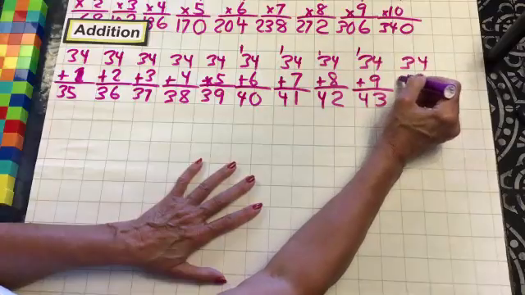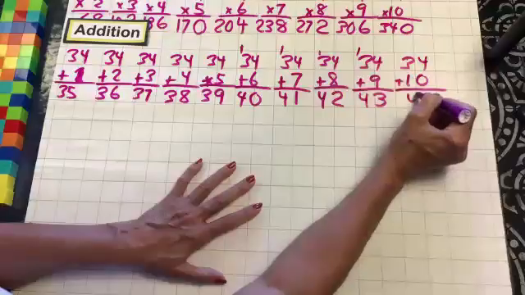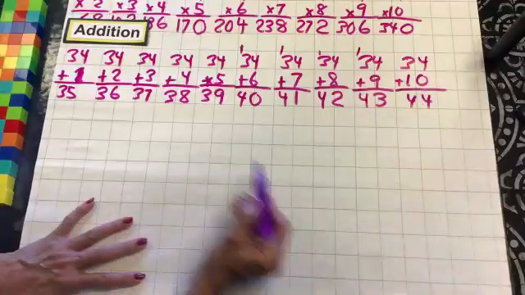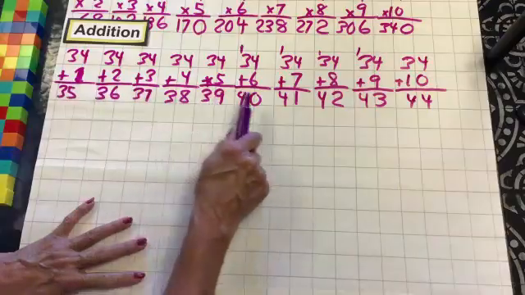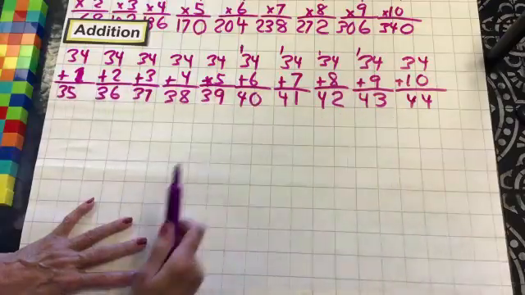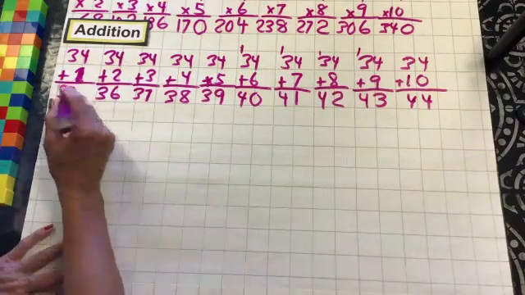34 plus 10. 4 plus 0 is 4. 3 plus 1 is 4. And we're done. And we can check our work because we should be able to count in order: 35, 36, 37, 38, 39, 40, because we're adding one more each time. All right. Wow. We're really going different today, aren't we?